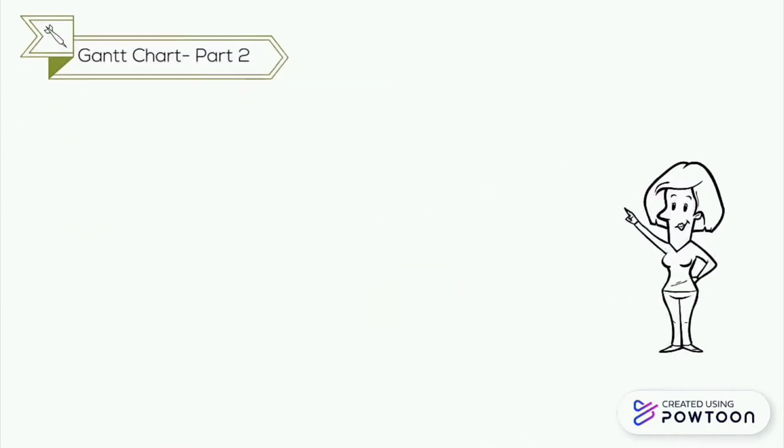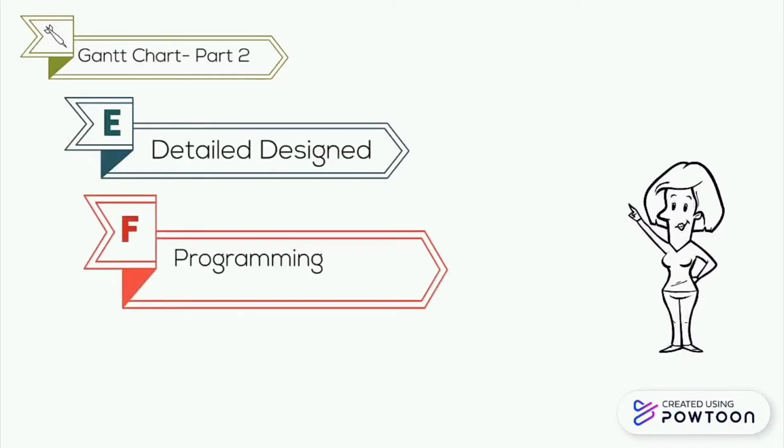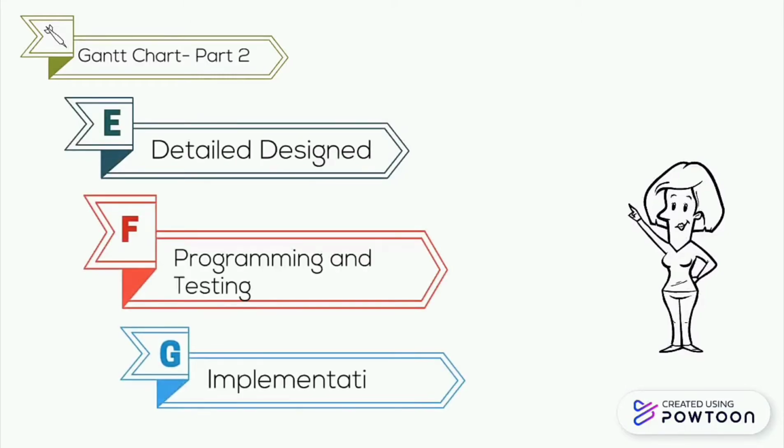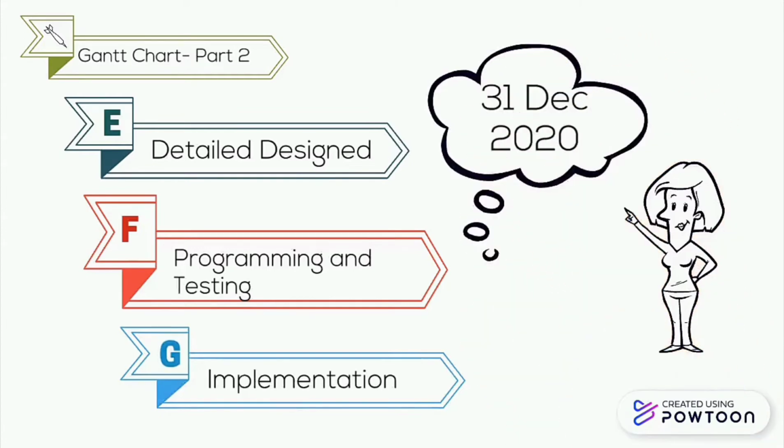The second part of the Gantt chart is the ongoing process. The process consists of 3 activities, which are detailed design, programming and testing, and also implementation. These 3 activities were targeted to be finished on 31st December 2020.